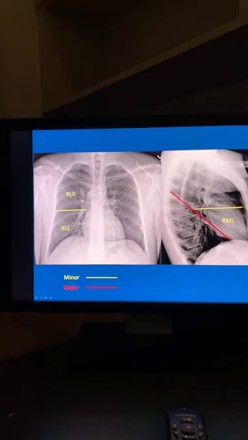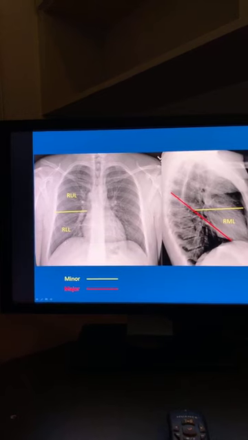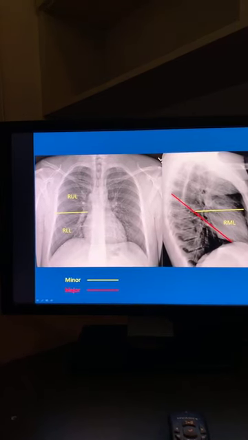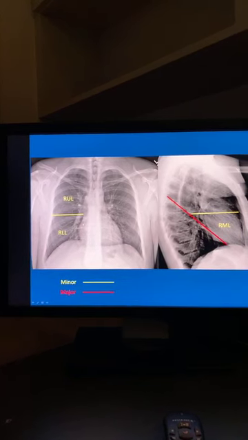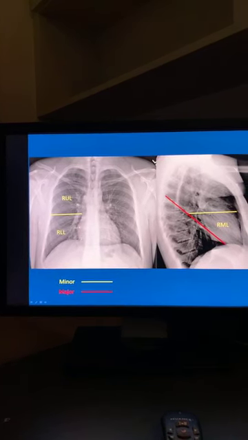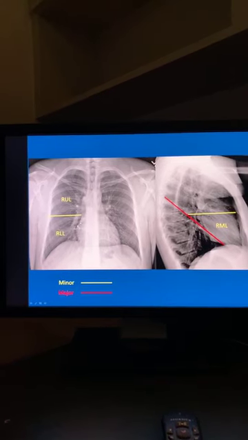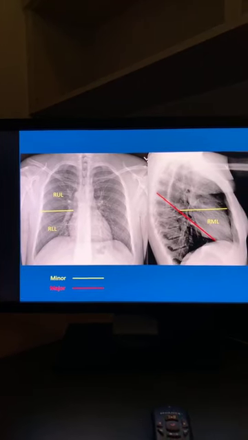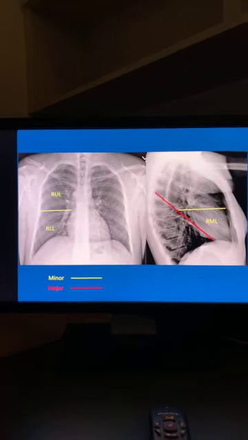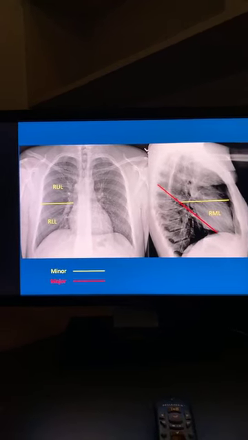Remember the lines, right? If I have this nice line right here, but I have some sort of opacity right here and it's now silhouetted out this portion of the hemidiaphragm, well, I better be concerned about a right lower lobe pneumonia. If I have this nice demarcated line right here, the right heart border, but I had an opacity that now has silhouetted this out, well, I better be concerned about a right middle lobe pneumonia. Yes, there are exceptions to the rule, but for your point of view, just go off of this. This is your rule of thumb from now on, all right?